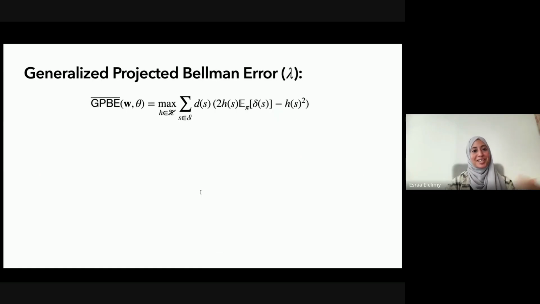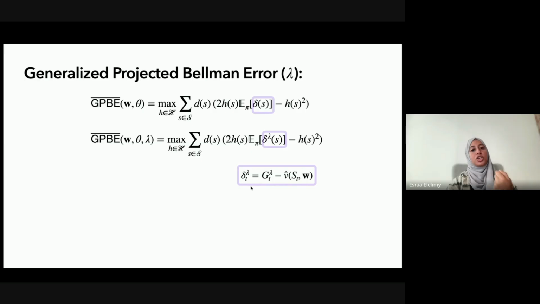So this is the scary equation from before. What I will do now is replace this delta, which was the one-step TD error, with this delta lambda, such that delta lambda is trying to make my estimate of the value closer to the lambda return quantity that we introduced. And so we will be learning this value, and we will also be learning this h, as we said a few minutes ago. So we have two things to learn.